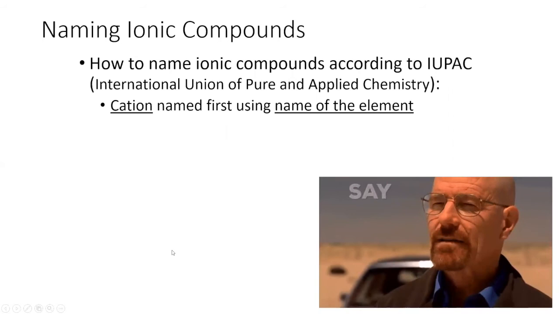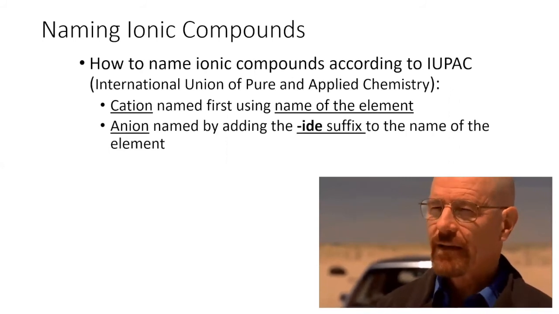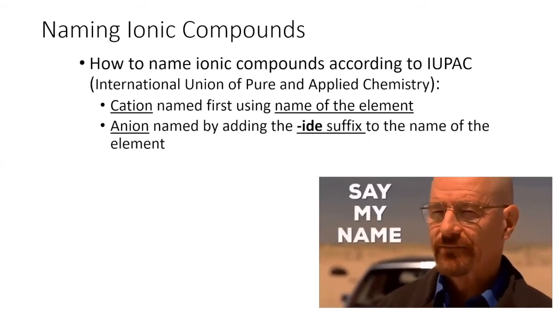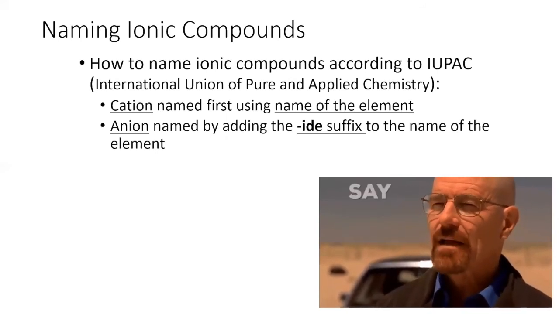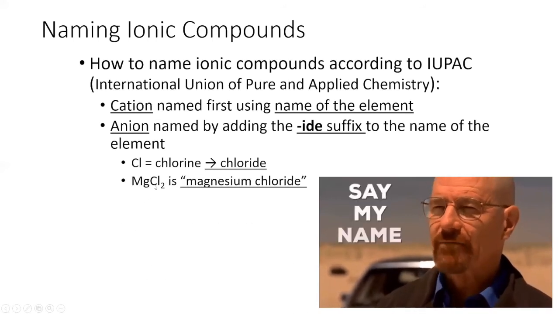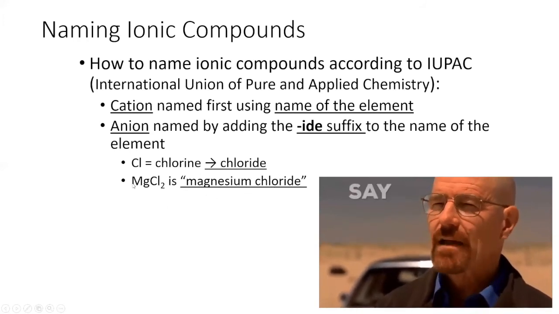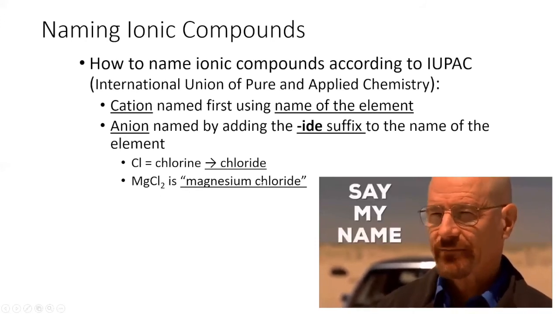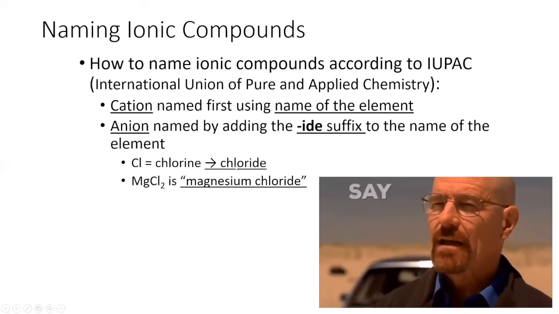So the first element in the formula is the cation, and that's easy. You just name the element. And then the anion, if it's monatomic, or let's say the mono element, so if it's one element, then you just change the suffix on the element to -ide, IDE. So for example, chlorine becomes chloride. And so MgCl2 would be named magnesium chloride. So the cation, which is magnesium, you just say the name of the element, magnesium. And then the anion, you take the root word, which is the elemental name, chlorine, and then you change the suffix to IDE and it becomes chloride.